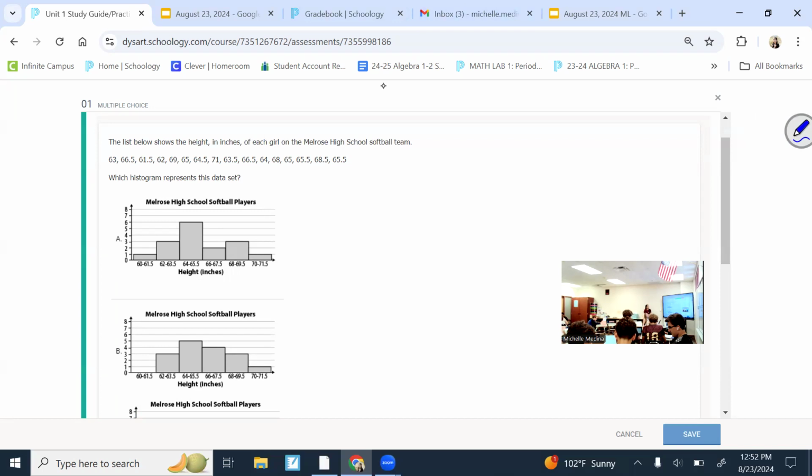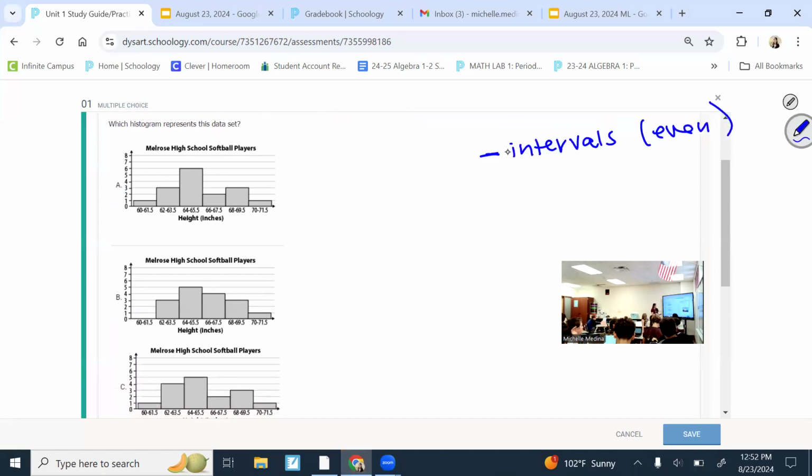Yeah, intervals. The x-axis has intervals, and the intervals must be even. Meaning you can't have one bar that represents 10 numbers and another bar that represents 5 numbers. Like 60 to 61 and a half, and then it goes to 62. Well, what if I had 61.9? That doesn't make sense, we're missing numbers. So automatically that first one doesn't make sense at all because it's missing numbers.